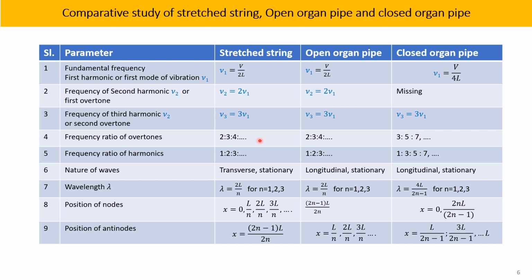That means more harmonics are present, odd and even, in case of stretched string and open organ pipe. Hence the sound is very sharp in case of stretched string and open organ pipe, but some harmonics are missing in closed organ pipe. The nature of wave is transverse and stationary in stretched string, whereas it is longitudinal and stationary in case of both open organ pipe and closed organ pipe. The wavelength relationships are also given here. Please note down, these are all repetitions of our earlier descriptions.